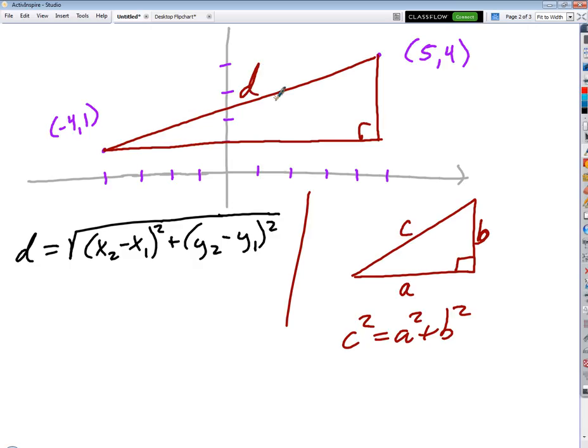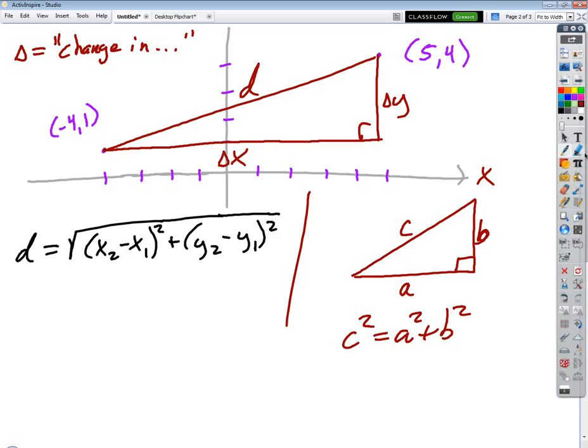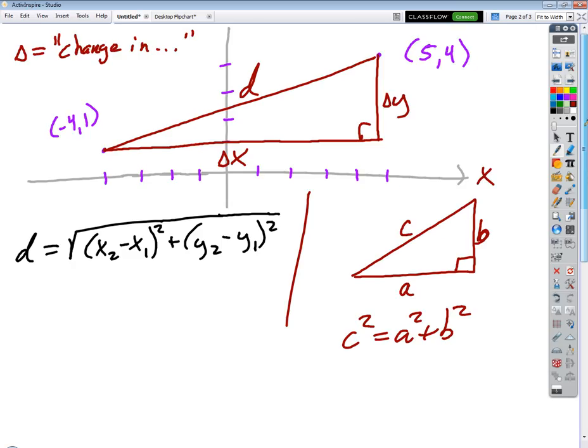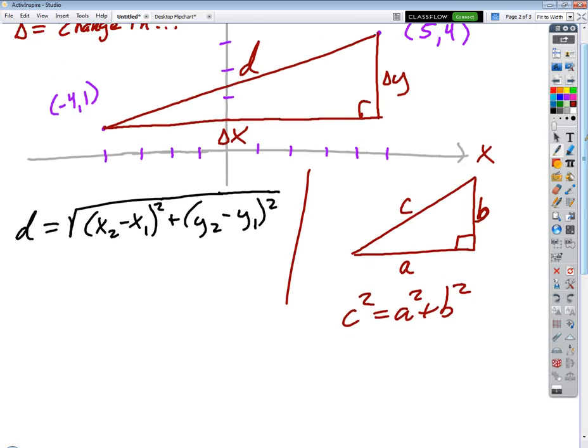What is this down here? Well, the horizontal part is really just how far apart the x coordinates are, right? Because this is the x-axis, right? So we'll call that delta x. And remember, all delta means in math is change in. It's just a change in x, right? We just want to know how far apart are the x values, and this is how far apart are the y values, right?